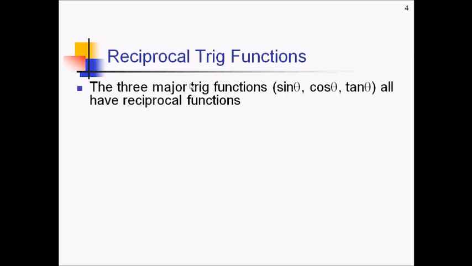While we're introducing trig functions, we're going to introduce a few more. It turns out the three major trig functions, by which I mean sine, cosine, and tan, all have reciprocal functions. So for example, we have something called secant of theta that is really just 1 over cosine of theta. And we have the reciprocal of sine of theta, that's called cosecant of theta, that's 1 over sine of theta. And we have the reciprocal of tan, which is called cotan. Cotan of theta is 1 over tan of theta.